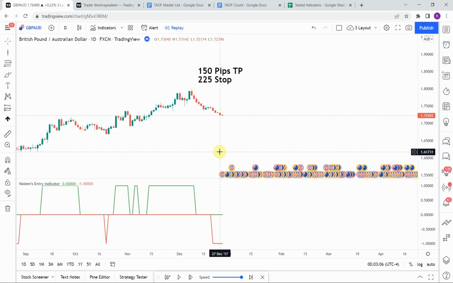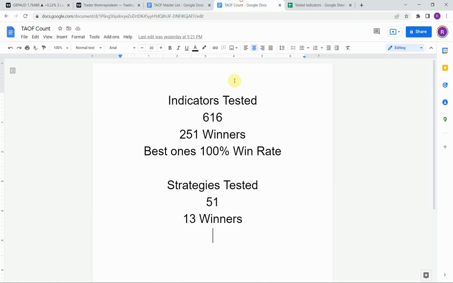Alright, as I said, today we will be testing Naleen's entry indicator. Before we do though, I wanted to put the testing scoreboard up for everyone to see. So to date, we have tested a total of 51 different strategies, with 13 of them being profitable. We've also tested a total of 616 indicators, with 251 of them being winners. The best ones so far were able to achieve a 100% win rate.